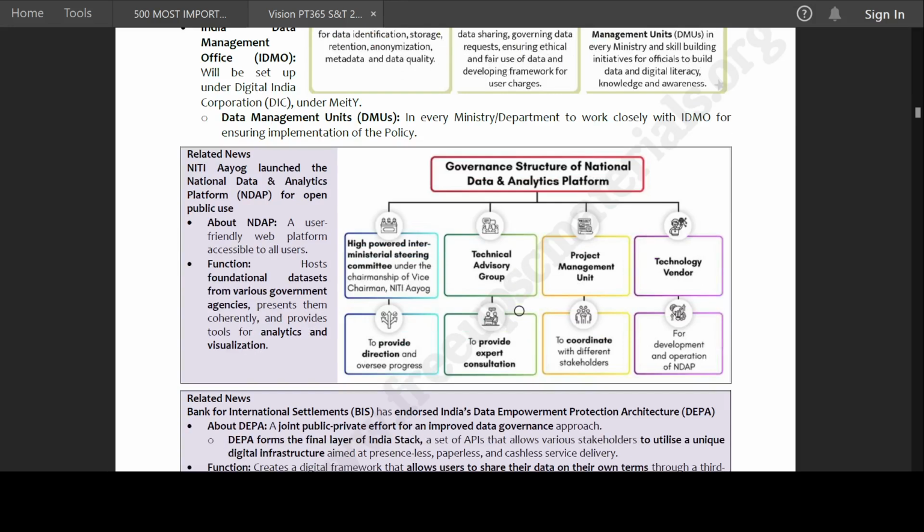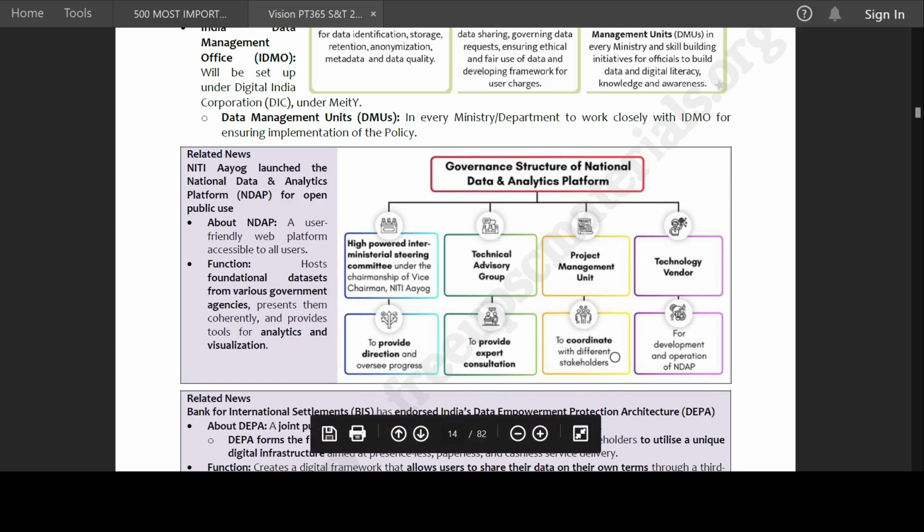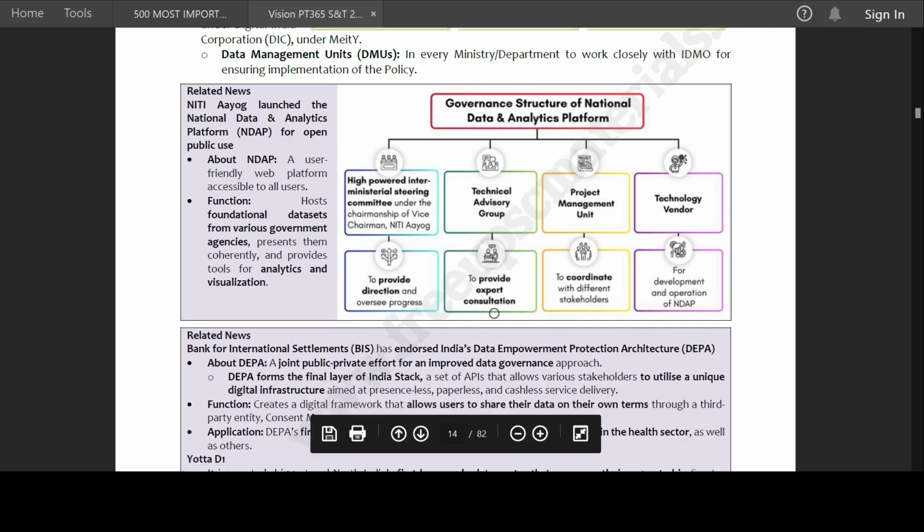Governance structure of the National Data and Analytics Platform. Niti Aayog launched the National Data and Analytics Platform (NDAP) for open public use, a user-friendly web platform accessible to all users. The governance structure of NDAP comprises a high-powered interministerial steering committee, a technical advisory group, a project management unit, and a technology vendor, to provide direction and oversee progress, to provide expert consultation, to coordinate with different stakeholders, and for development of the operation of NDAP.